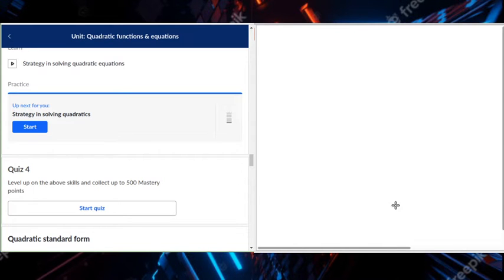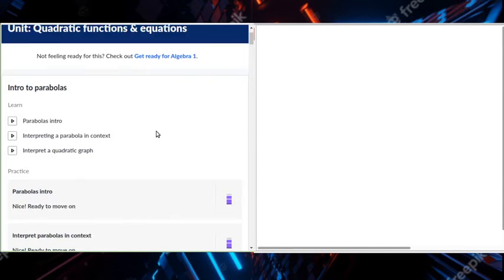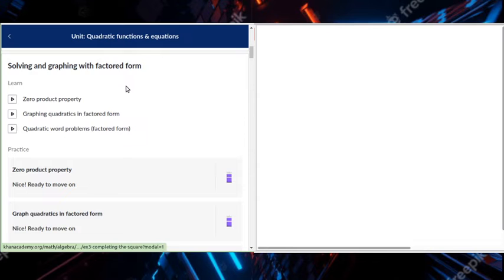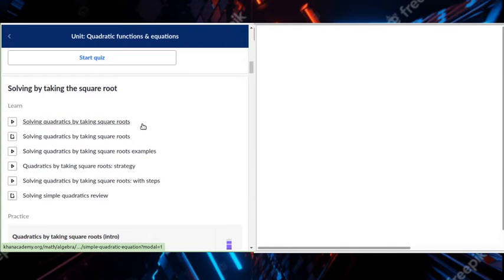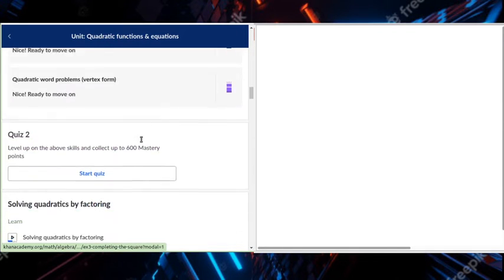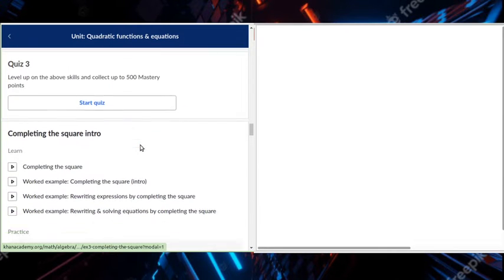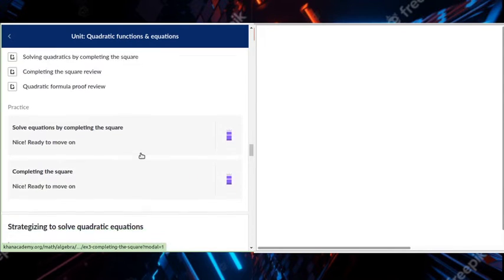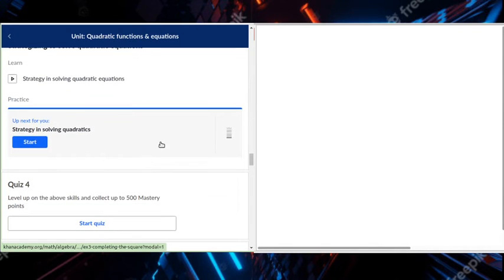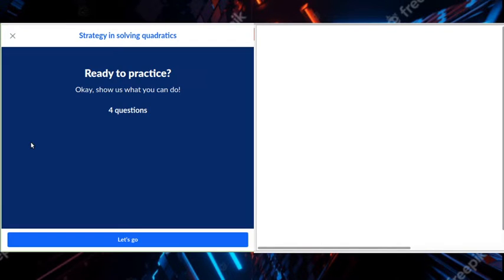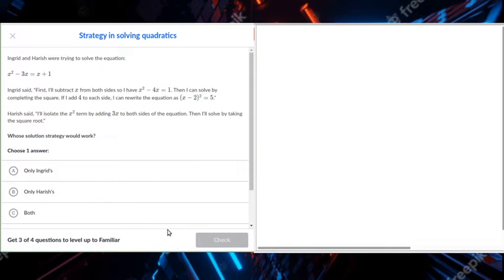Okay, we've been working through the unit on quadratic functions and equations in Khan Academy. This practice is going to be strategy in solving quadratics. So we're going to be trying to bring together everything that we've done, including solving with factored form, taking the square roots, vertex form, and quadratic formula. So completing the square. So lots of different choices on what to do and how to solve. So we're going to look at which ones work in which situations.